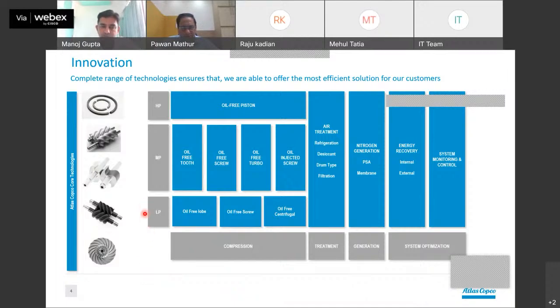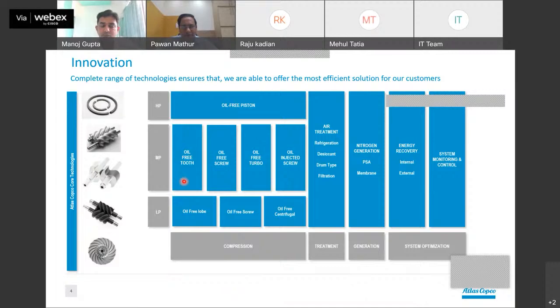We have divided our product portfolio into 3 categories. Low pressure compressors start from 0.5 bar to approximately 4 bar gauge, and we have oil-free lobe compressors, oil-free screw, and oil-free centrifugal. Similarly, for medium pressure we have oil-free tooth compressors, oil-free screw, oil-free centrifugal, and oil-injected compressors. And for high pressure, oil-free piston compressors are there.